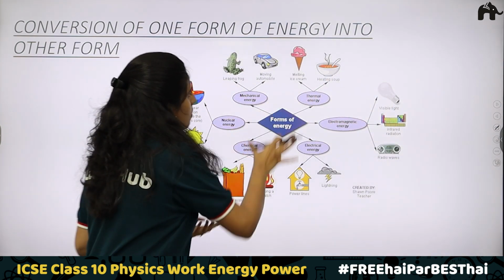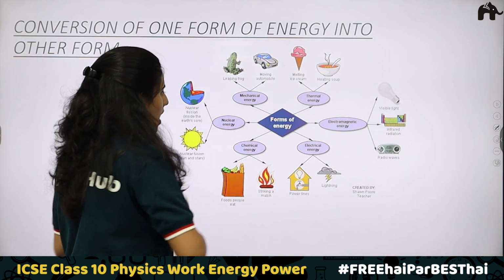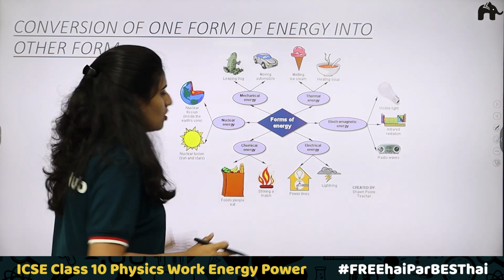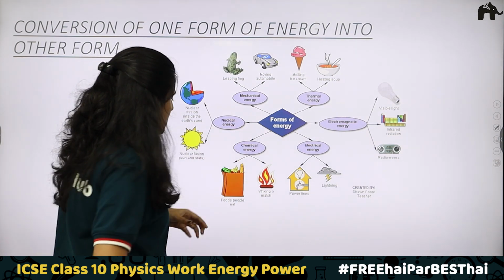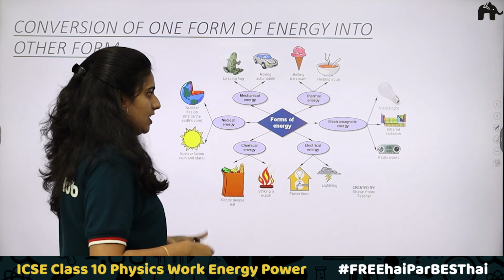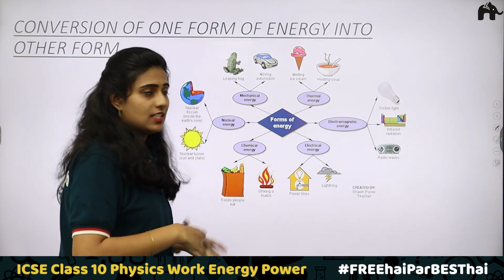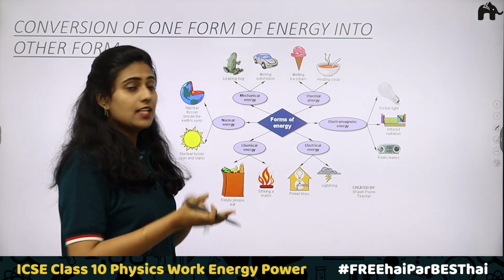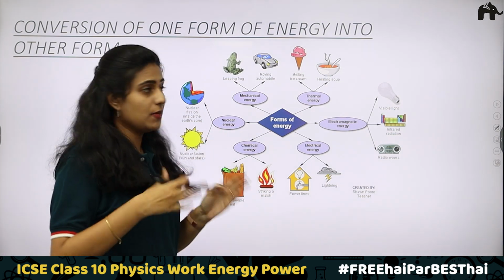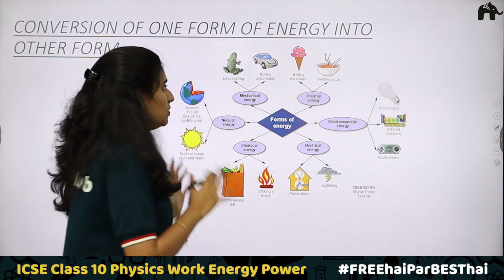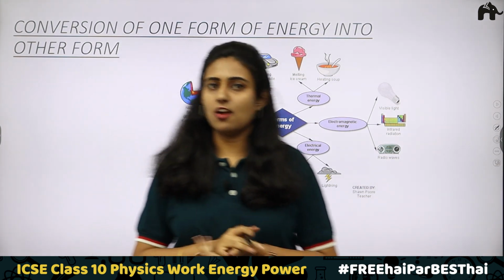Different forms of energy can be converted into other forms. Nuclear energy to solar energy, or chemical energy to mechanical energy, then electrical energy into magnetic energy, magnetic to electrical, vice versa is also possible. Then thermal energy into mechanical energy, mechanical to thermal energy. So we are going to discuss the different conversions of energy.